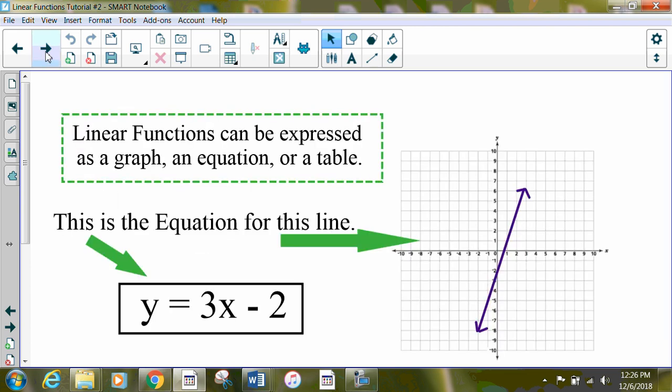And so now we're going to talk about how linear functions can be expressed as a graph, as we've seen, or they can be expressed as an equation or a table. So right now we're going to look at the equation y equals 3x minus 2. And you're going to have to trust me on this, that this equation actually represents the same linear function as this graph does. So now we're going to focus on equations of lines.